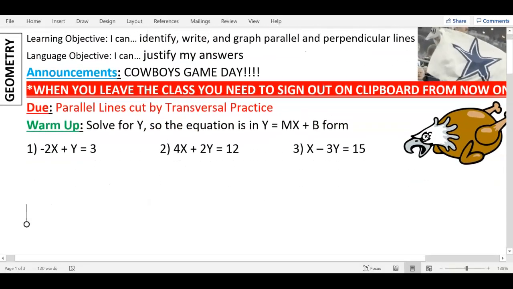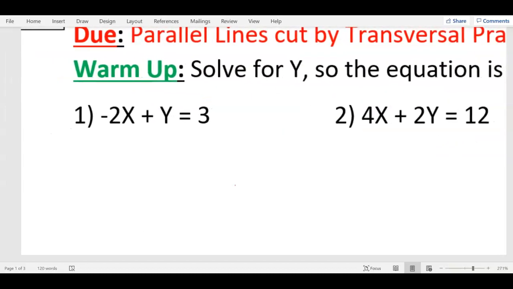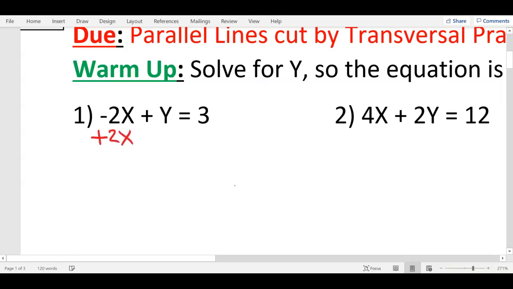To get y by itself, when we're solving for y to get it as y equals mx plus b, which is slope-intercept form, we need to get y by itself. I'll zoom in here. We get rid of this negative 2x with a plus 2x, and I do it on both sides, plus 2x. Right? Everyone with me? Write this down.